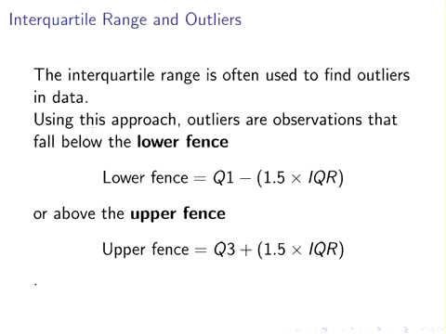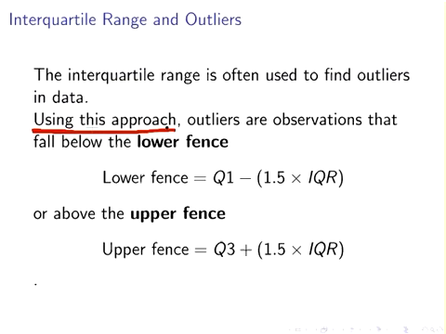So the interquartile range is often used to find outliers in data. For example, using this approach, and just to remark, there are other approaches that may not yield the same results as this approach. So I'm underlining that using this approach, outliers are observations that either fall below the lower fence, which is Q1 minus 1.5 times the interquartile range, or above the upper fence, which is Q3 plus 1.5 times the interquartile range, IQR.